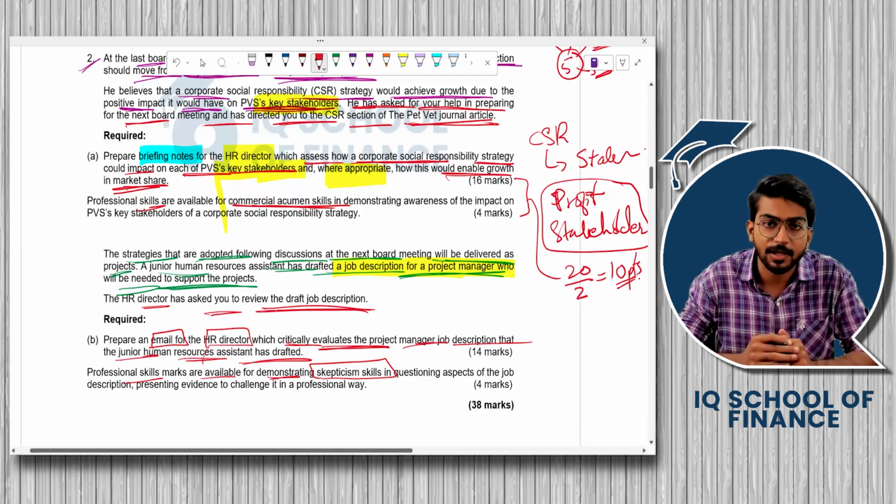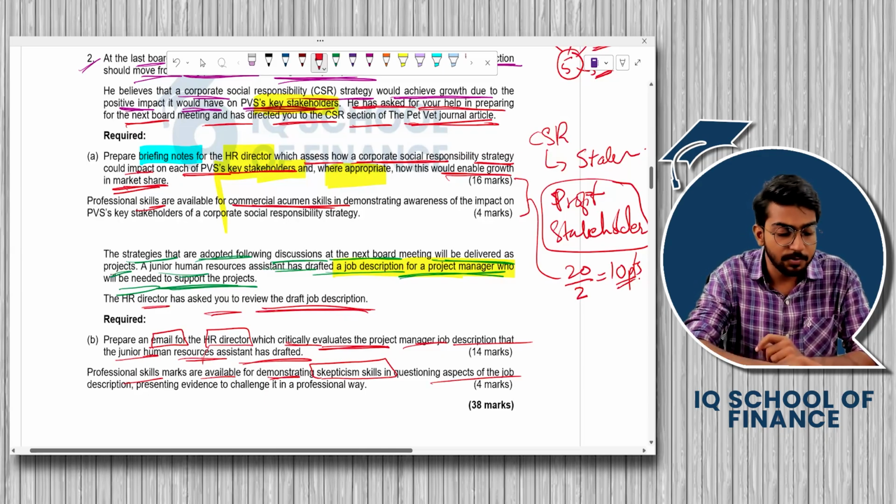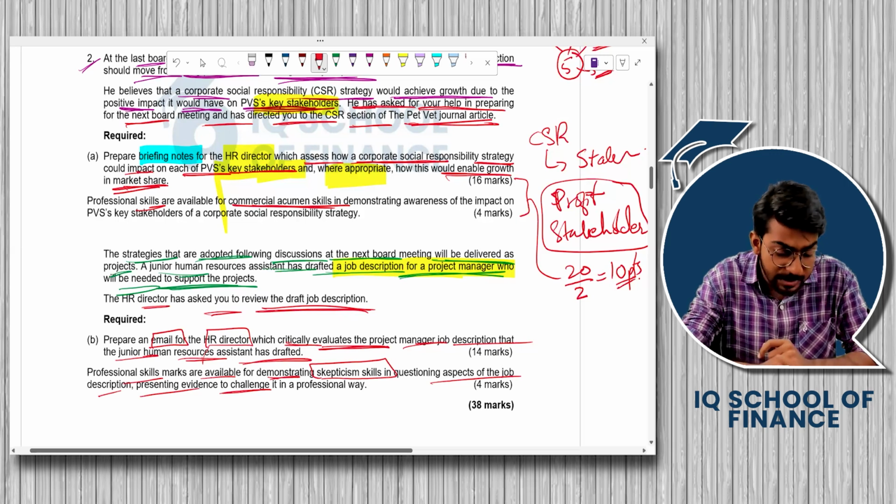That's what we do in the audit as well, right? So you have to critically evaluate it. You have to challenge the things which are mentioned here, and you have to say whether it is correct or not, and why what is mentioned here is not appropriate. In questioning the aspects of the job description, present evidence to challenge it in a professional way.